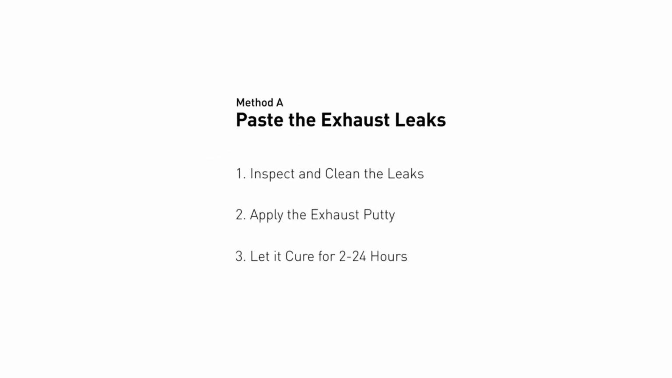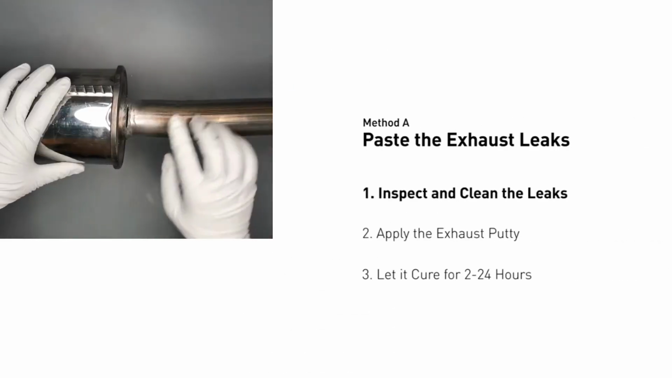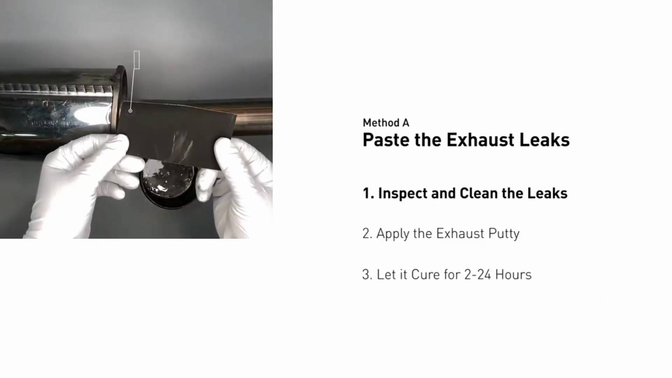Method A. Patch the exhaust leaks. The exhaust system begins at the engine combustion chambers and runs along the undercarriage of the vehicle, eventually ending with the visible tailpipe. If you have a leak around the corner, get some exhaust putty to seal it up.